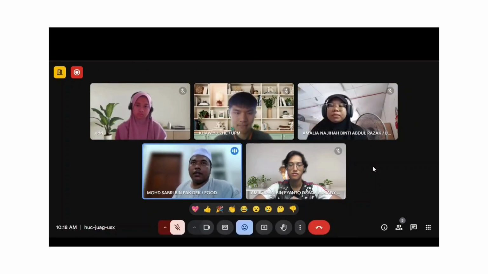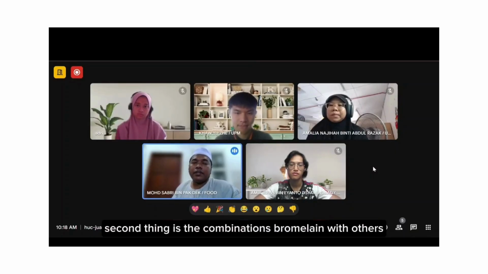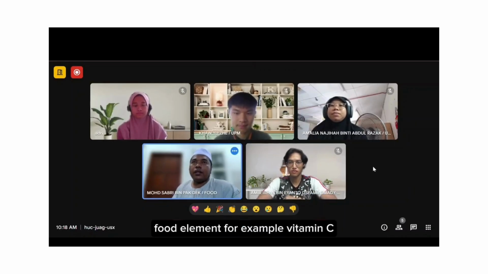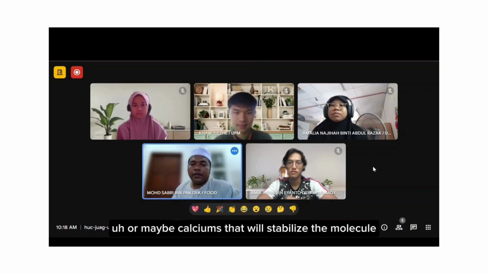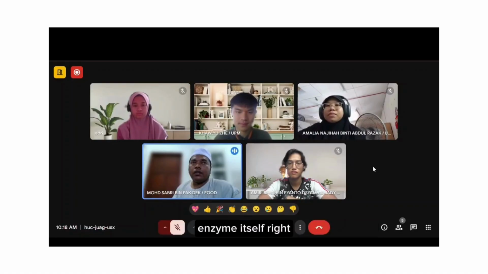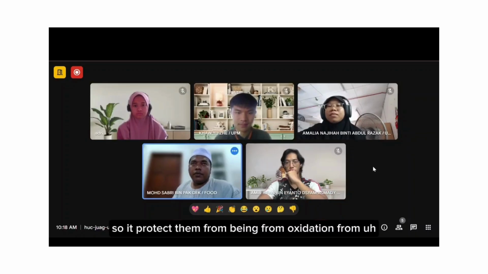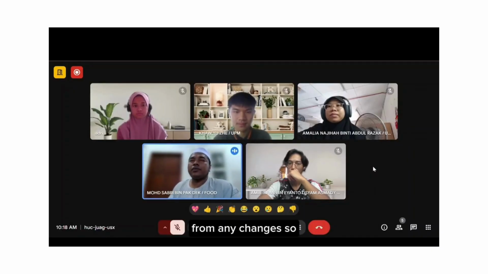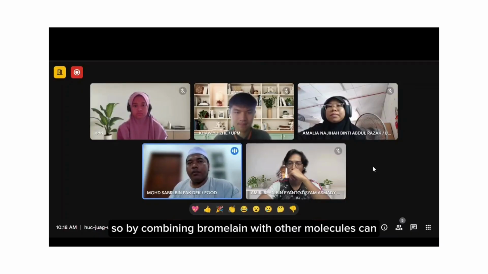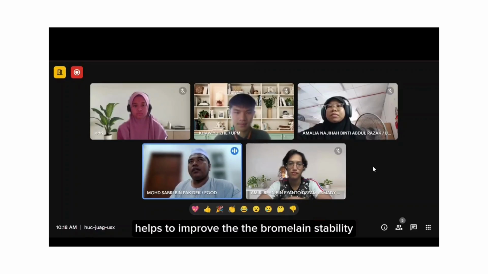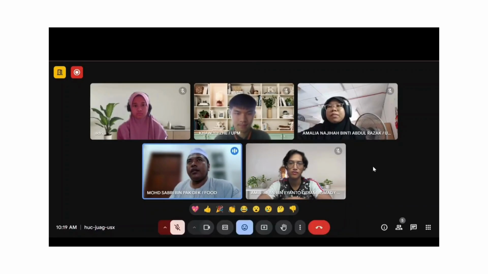So that's one thing. The second thing is the combination of bromelain with other food elements, for example, vitamin C, or maybe calcium, that will stabilize the enzyme molecule itself, right? So it protects the bromelain from oxidation, from any changes. So by combining bromelain with other molecules can help to improve the bromelain stability. So that will be the second method.